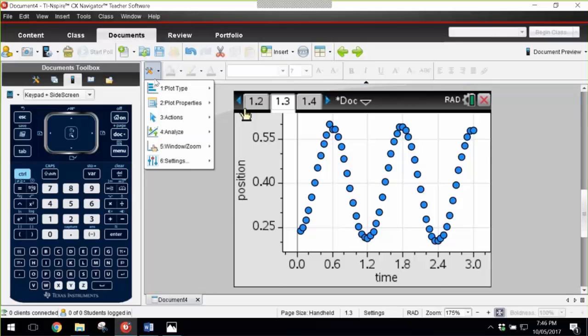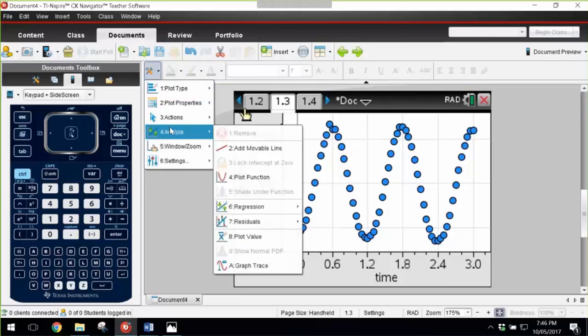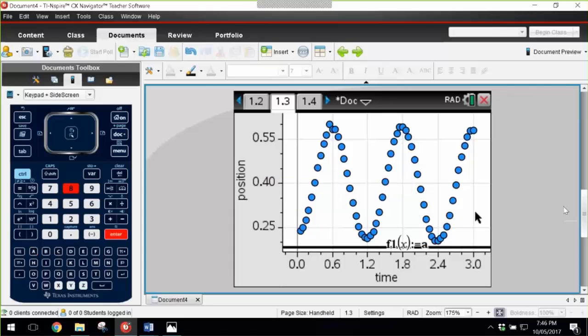So we press the menu. I like using this toolbar, or we can press the menu here. So I'm going to go to Analyze, Plot a Function. We said it was a cosine function, so I'm going to go A multiplied by cos. Where'd my function go? Must have clicked out the side. Yeah, there we go. I must have gone multiplied by cos.